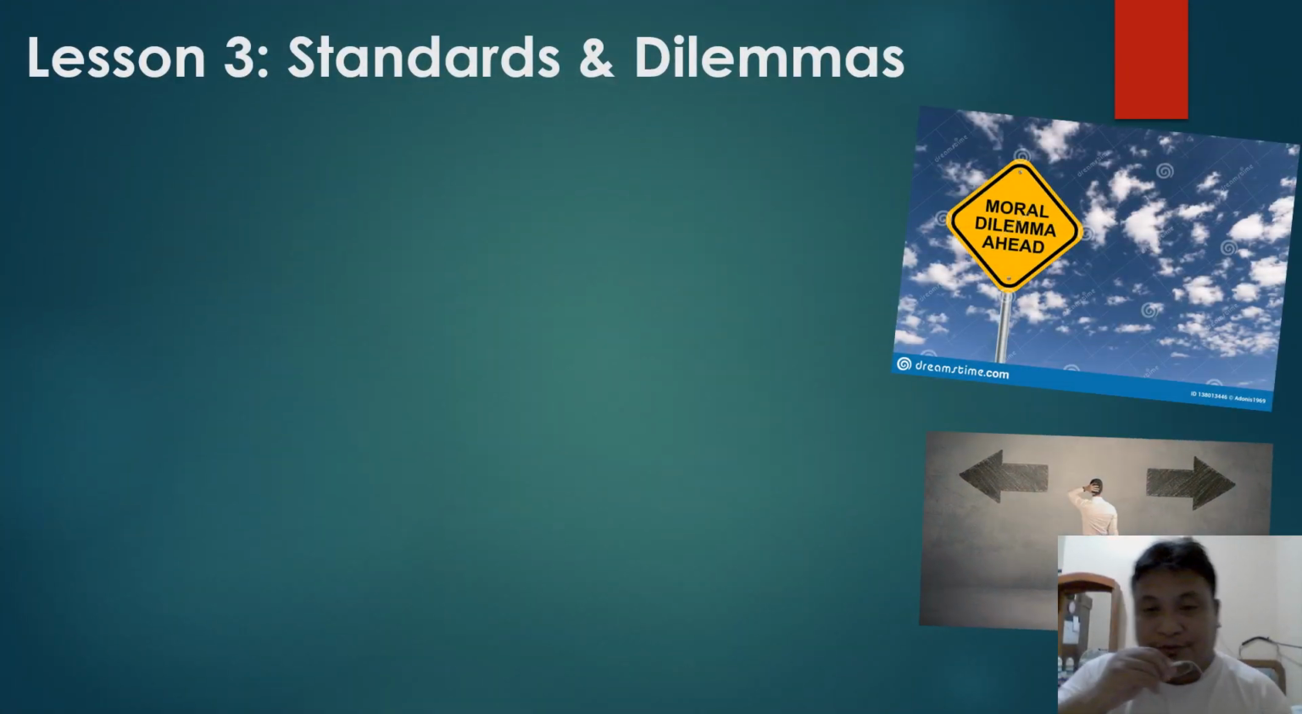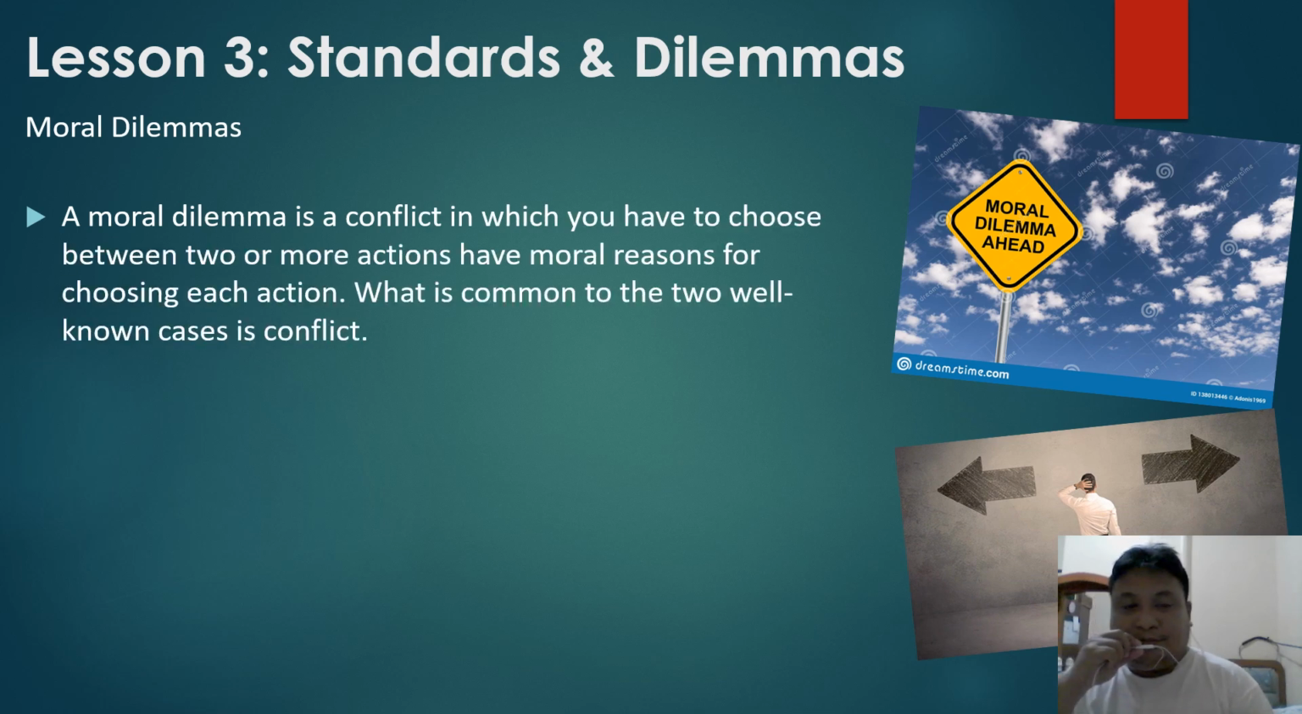So let's proceed. This one, the moral dilemma, no? When you say a moral dilemma, it is a conflict. It's a conflict by which you have to choose between two or more actions, and you have moral reasons for choosing each action. So what is common to the well-known cases is conflict.